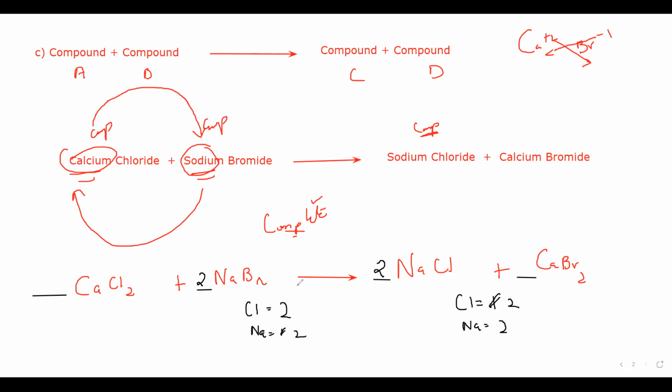Then we have the other element, which is bromine. When we check bromine, this 2 is already there. So it means 2 bromine on the left hand side and 2 bromine on the right hand side. So bromine is already balanced. And when we check calcium, there's one calcium on the left hand side and one calcium on the right hand side, so that is also balanced. So this equation is balanced in terms of all the elements. We don't have to write numbers, so it means 1 is written here.